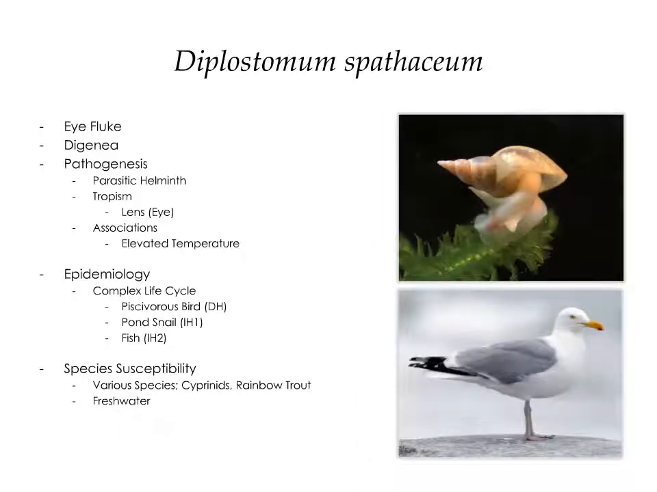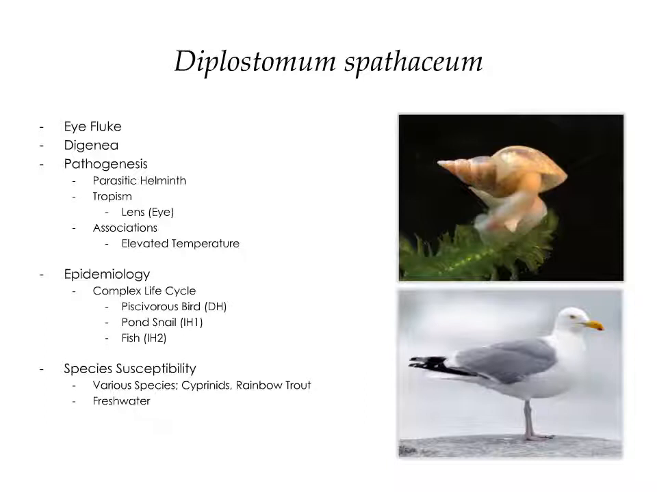Diplostomum spathaceum is another member of the group Digenea. This is more commonly known as the eye fluke. It's a helminthic parasite that has a tropism for the lens. Increased rates of infection typically occur when there's elevated temperature.